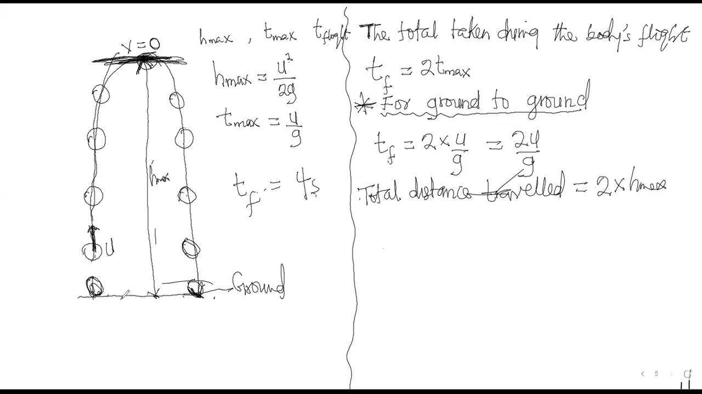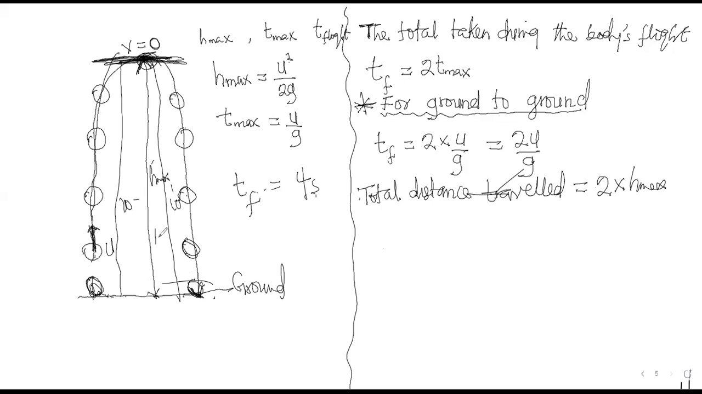Exactly. So you see, it will move from the ground and go up, and then move from where the final velocity is 0 and drop to the ground. So if it went up 10, it will come down through 10. So 2 times the maximum height.